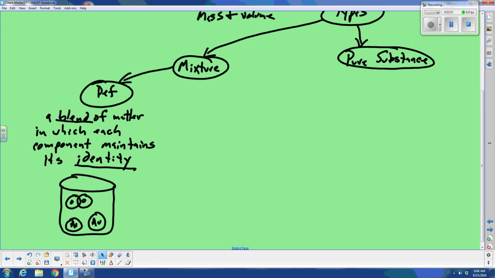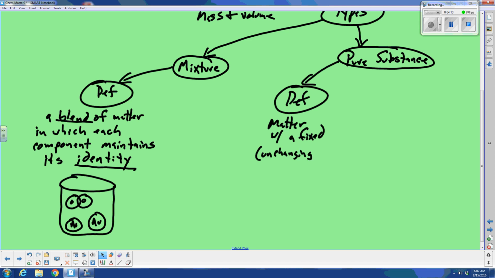Okay, so now how is that different from a pure substance? So let's write down our definition of a pure substance. And the way I like to think about a pure substance is that it is matter with a fixed, and what does fixed mean? Unchanging, always the same, with a fixed composition.